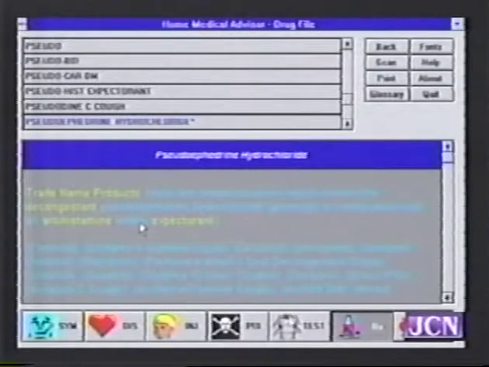But this tells you its trade name products. It contains a decongestant, antihistamine, something you can actually look up for yourself. Maybe you'll have a little bit more knowledge when you're talking to your doctor, things of that nature.